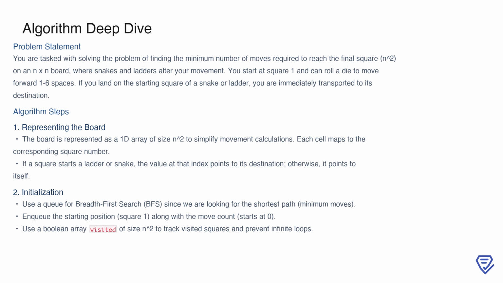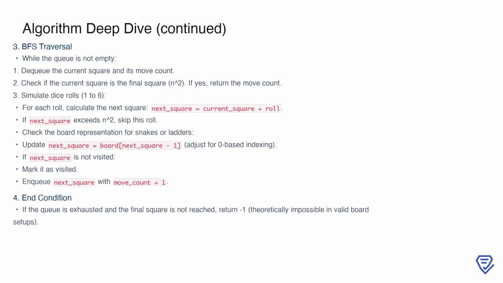Next, we initialize our search. Since we are looking for the shortest path, we use breadth-first search, or BFS. The BFS queue is initialized with the starting square, square 1, along with a move count of 0. We also create a Boolean array called visited to track which squares have already been explored, preventing infinite loops and redundant checks.